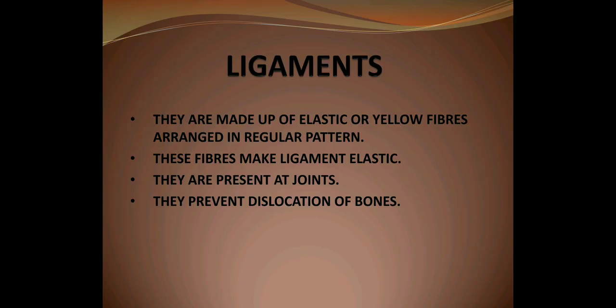They are arranged in a regular pattern. As these are elastic fibers, these fibers make the ligament elastic in nature, and they are normally present at joints. You will find bone to bone connection is called a ligament, and the main function of a ligament is to prevent dislocation of bones.